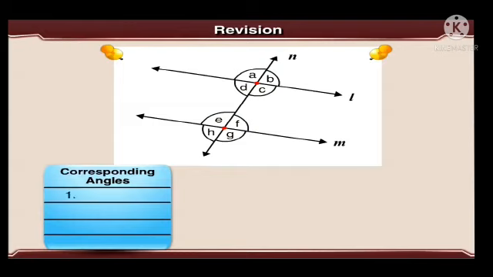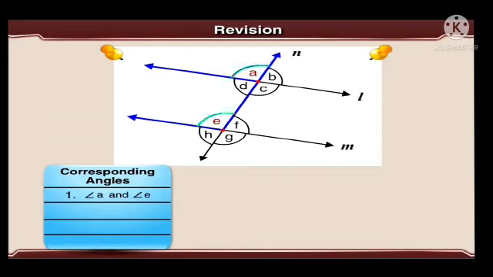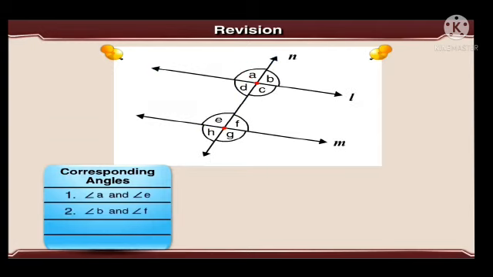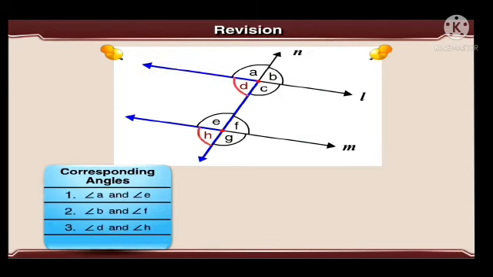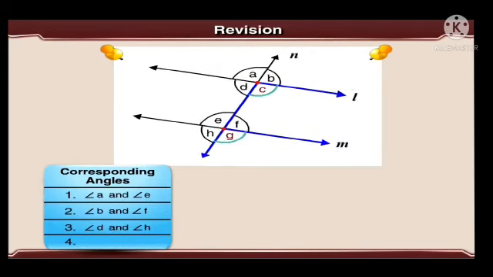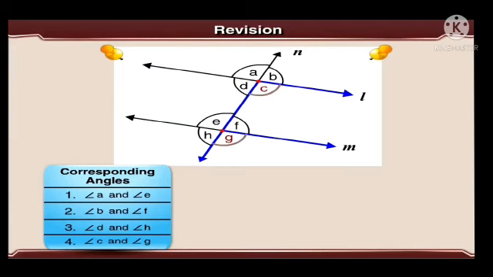They are: 1. Angle A and angle E. 2. Angle B and angle F. 3. Angle D and angle H. 4. Angle C and angle G.